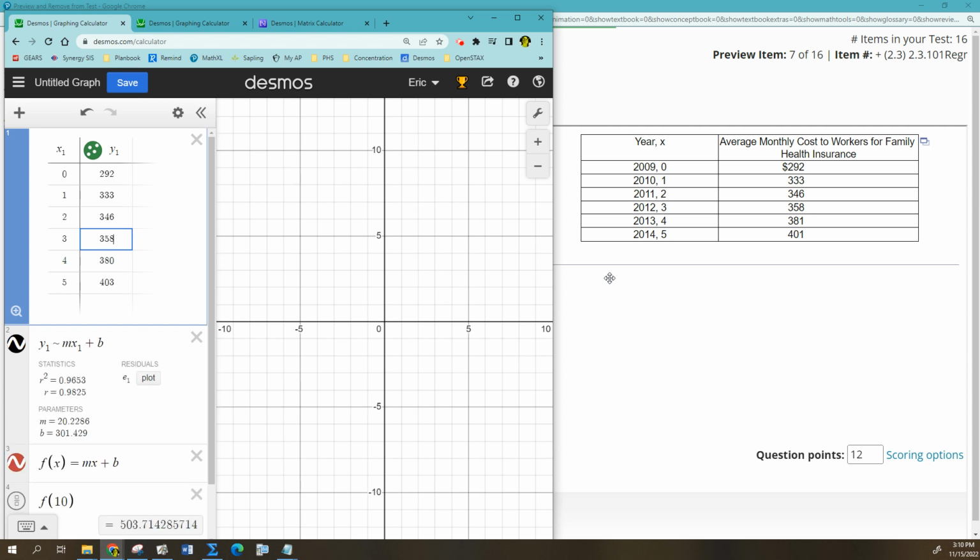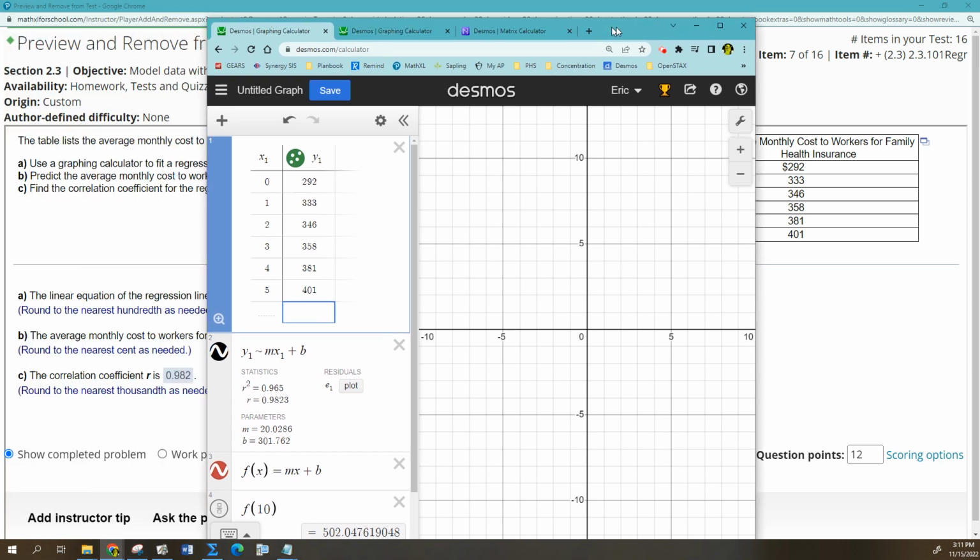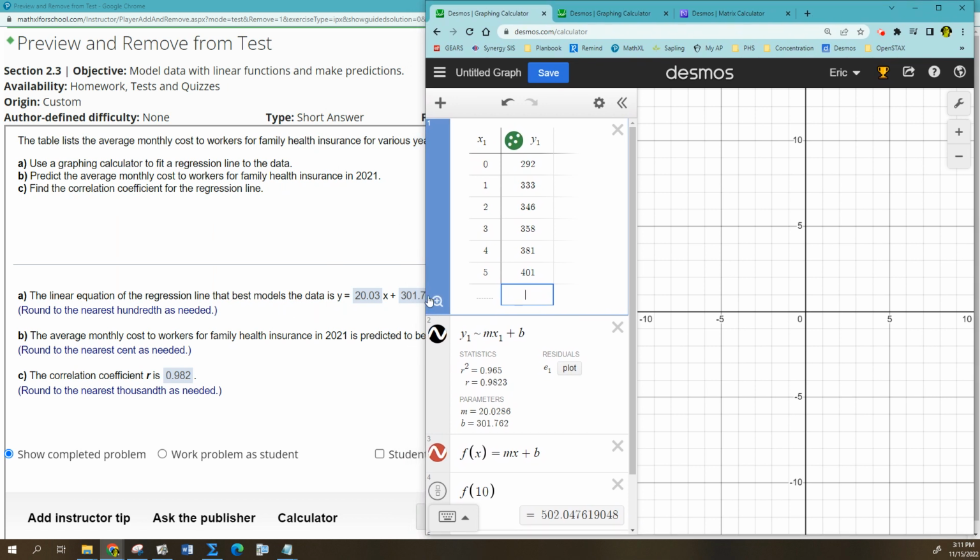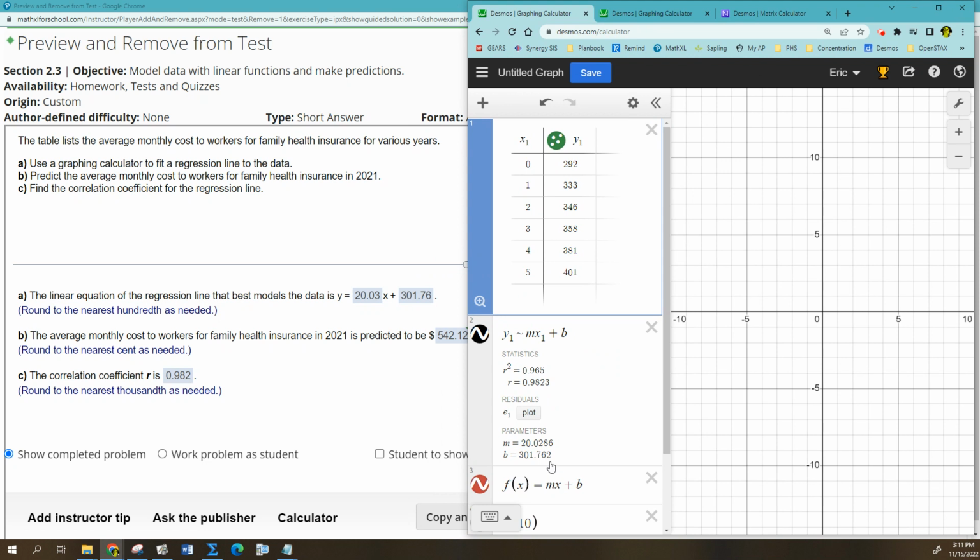358. 381. 401. Okay, there we go. So then I'm going to build my regression equation. Remember how we do that, right? We're going to use the lists. So y1 tilde m x1 plus b gives us the values of m and b, right? So we should be able to use that to fill in this information right there, right?